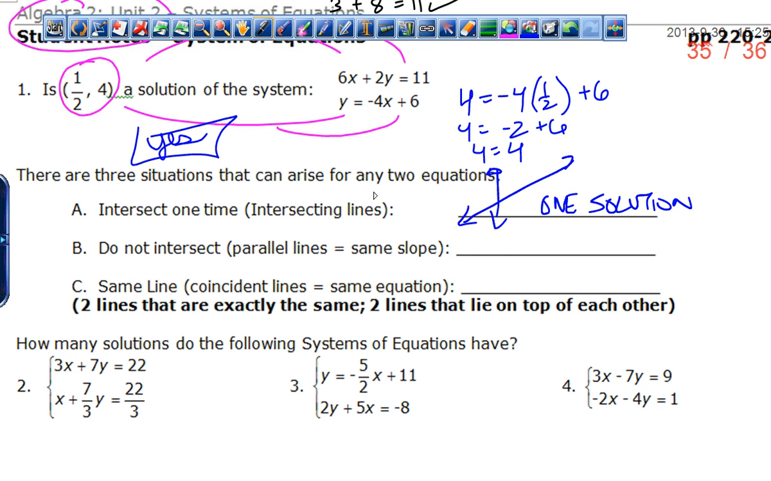2 lines that are parallel, they never intersect. So I'm going to draw 2 lines that are parallel. No solution.